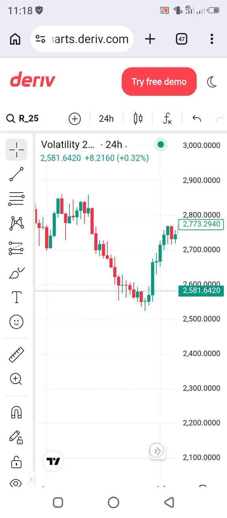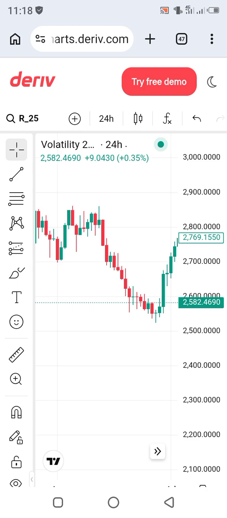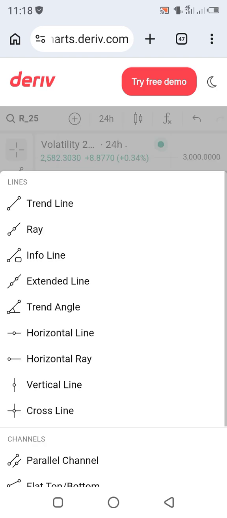So welcome people. Today we are dealing with volatility 25 index. There is no 1s, just 25 index, right? So yeah, I'm looking for entries for sales.